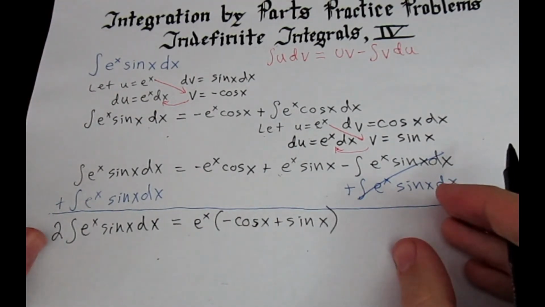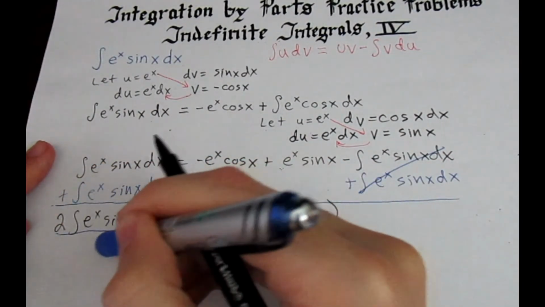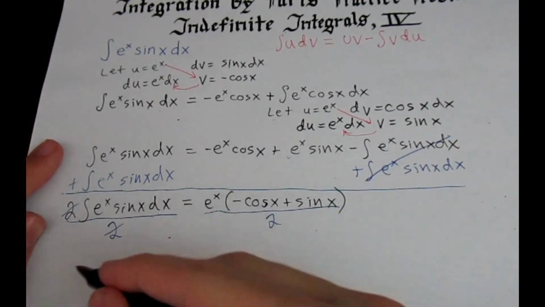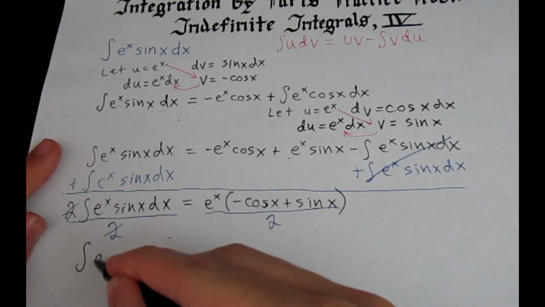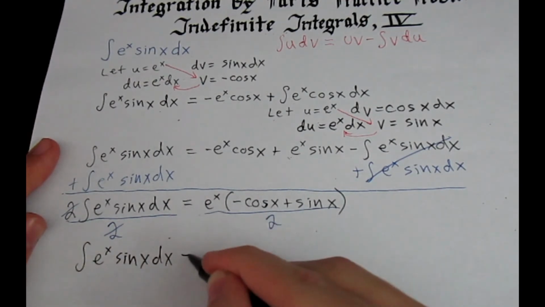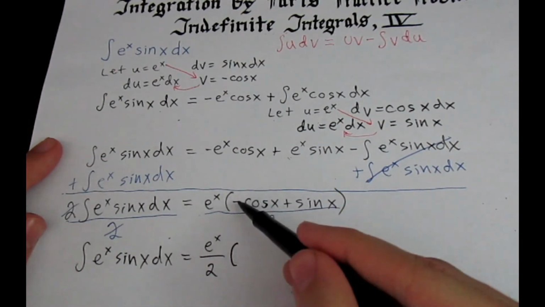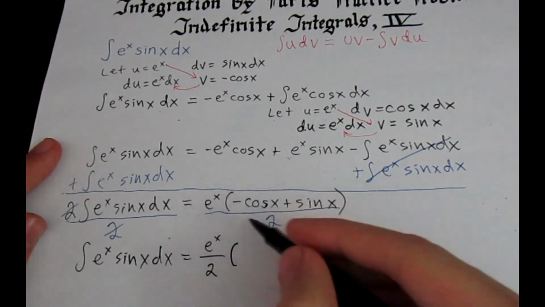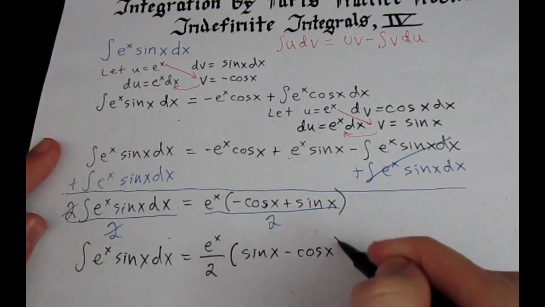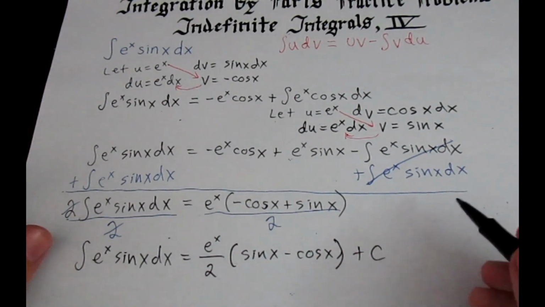and we're almost done. Just divide both sides by 2, or multiply by 1/2. Same thing. And we're left with the integral of e to the x sine of x dx equals e to the x over 2. And just to avoid the negative being in the front, I'm just going to put sine first. Minus cosine x means the same thing. Plus c, the constant of integration.